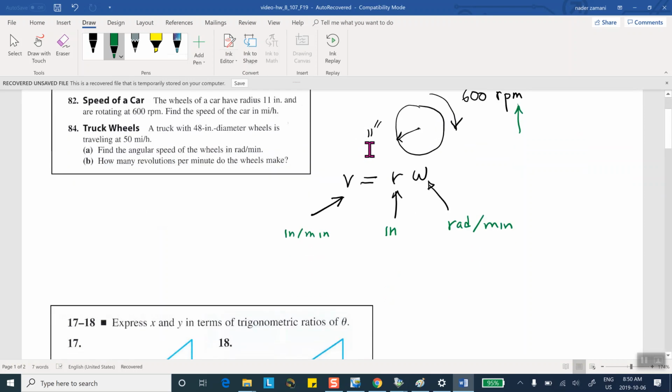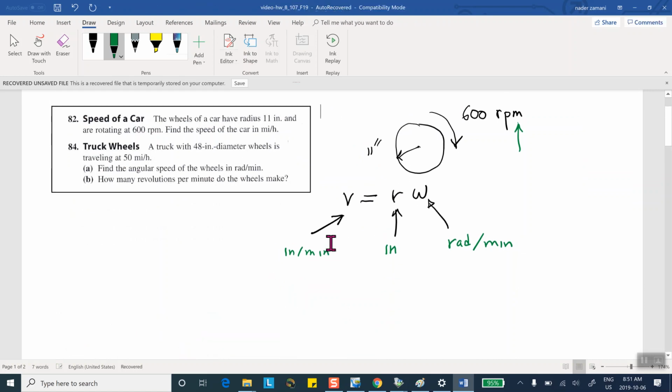Okay, let's go plug it in. This number is 11. This number is 600 rounds per minute, so it's going to be 600. Each round is 2 pi radians. So omega in radians per minute is going to be that number. The answer that we get here, if you put it in your calculator, is going to be the speed in inches per minute. Let me put it in my calculator.